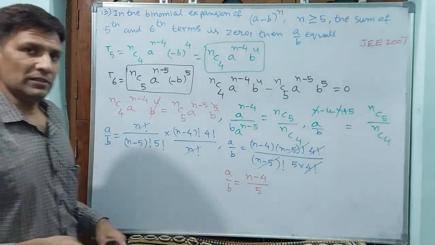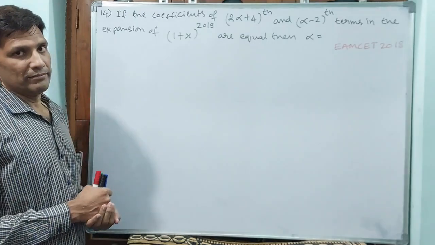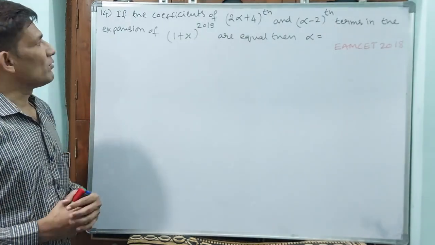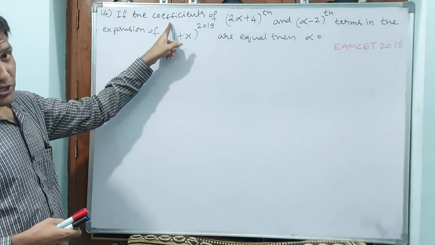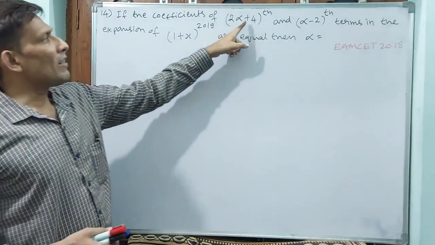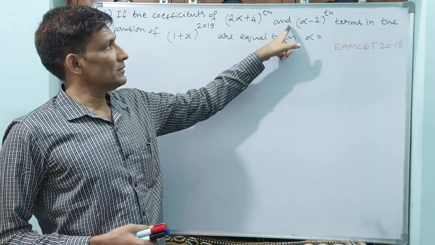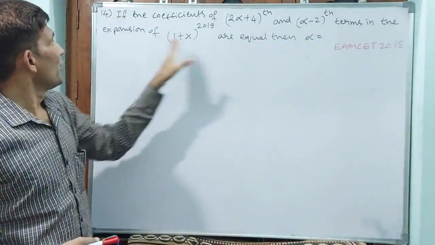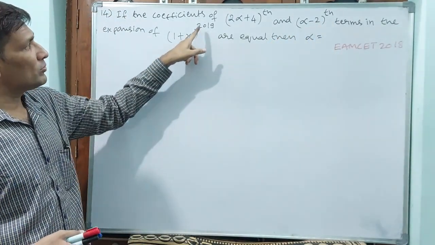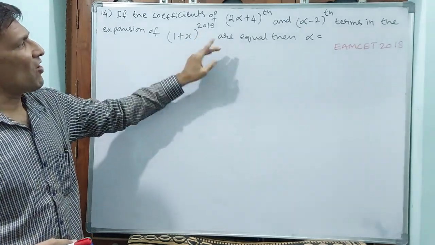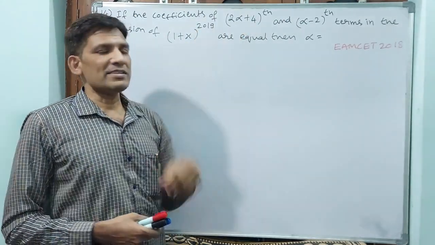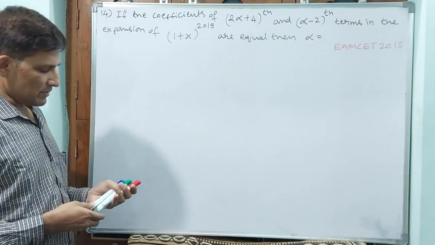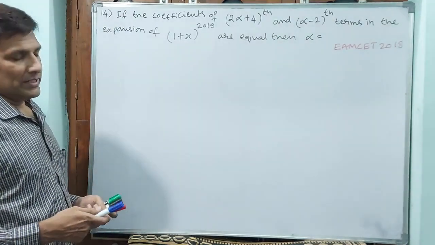Let us go for the next question. Question number 14, EAMCET 2018. If the coefficients of the (2α+4)th term and the (α−2)th term in the expansion of (1+x)^2019 are equal, then what is the value of α, they are asking. Okay, let us proceed.